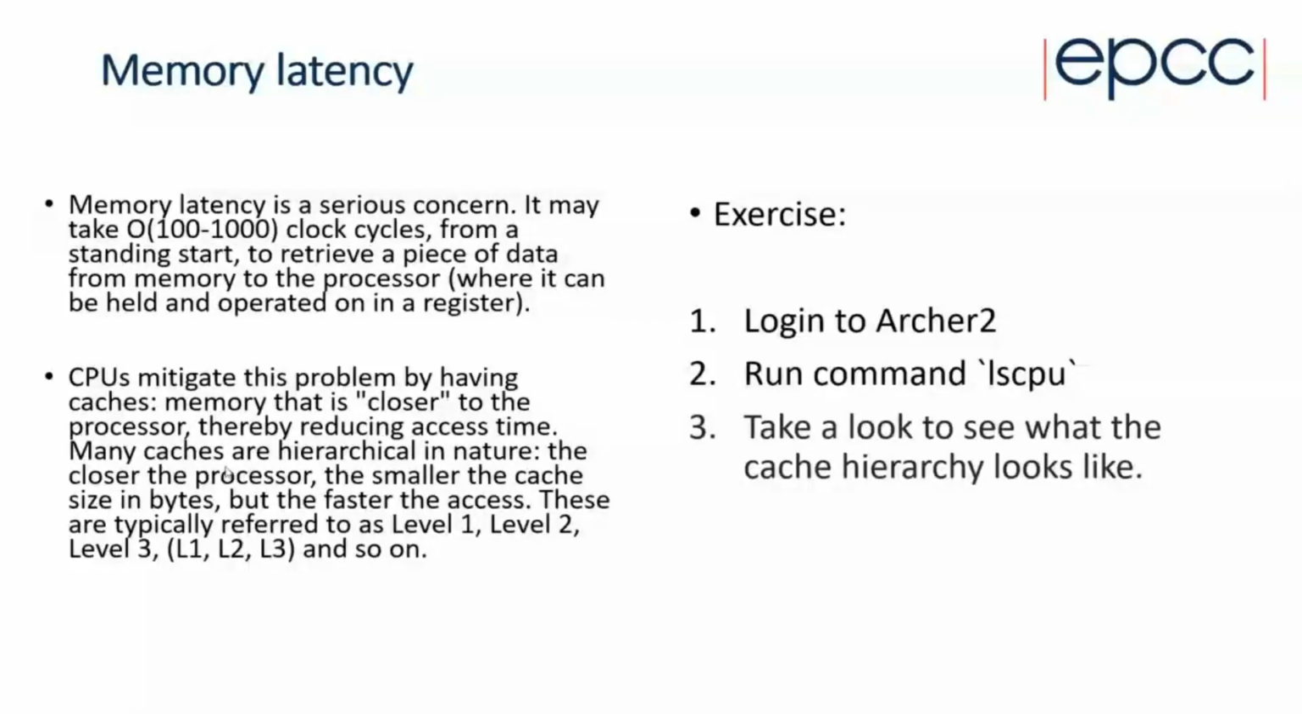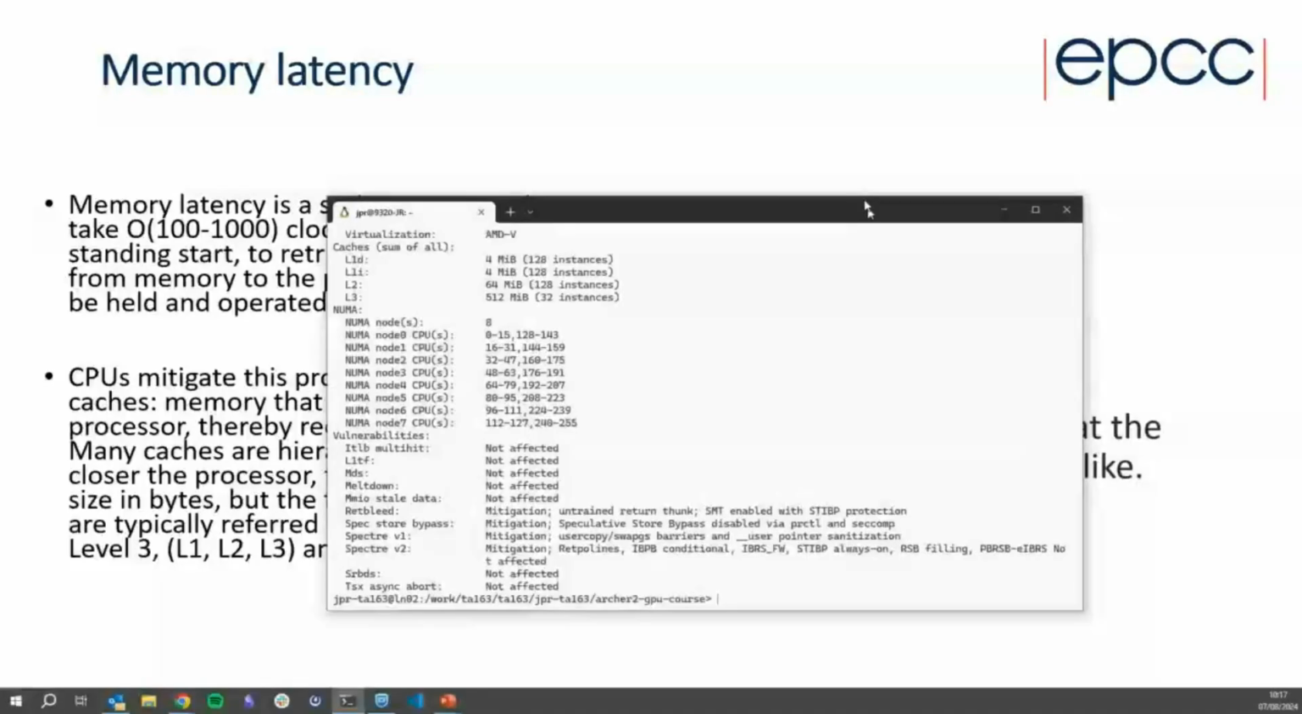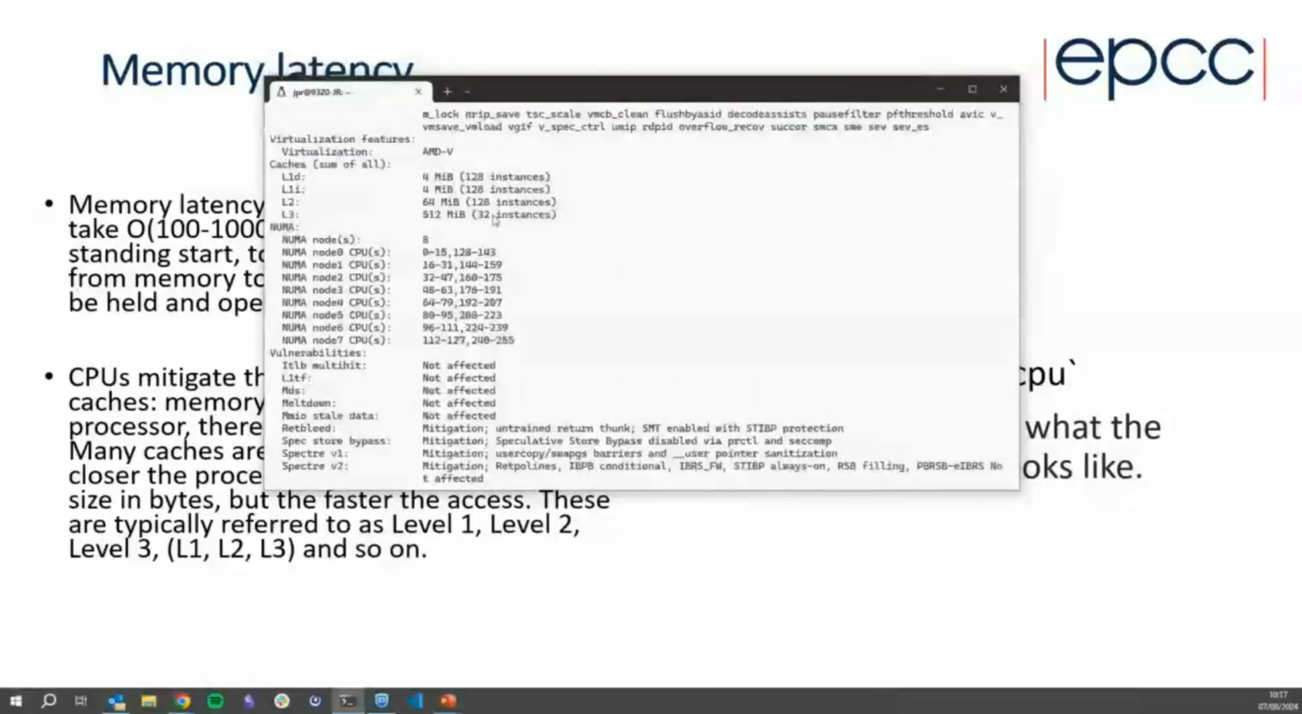It looks like most people are getting through that relatively quickly. So yes, this is the result I've got. You can see you've got some level 1 cache, and then some level 2 cache, and then you have a shared level 3 cache for a low number of instances, forming some form of hierarchy.